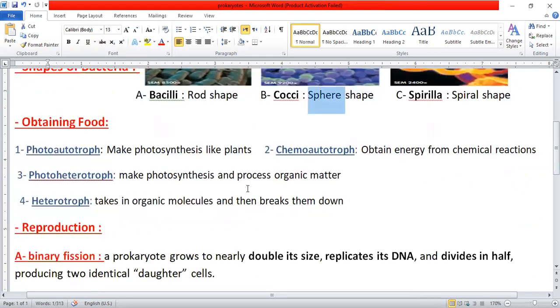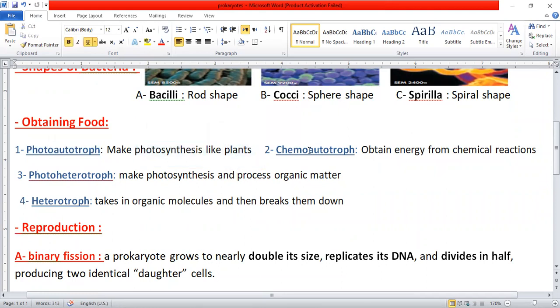Now to bacteria. When you think about bacteria, you think that bacteria are harmful creatures, but actually not all bacteria are harmful. It depends on how they obtain their food. Some of them make their own food like plants by using light. Autotrophs means they make their own food. So some bacteria are photoautotrophs. They do photosynthesis by using light like plants.